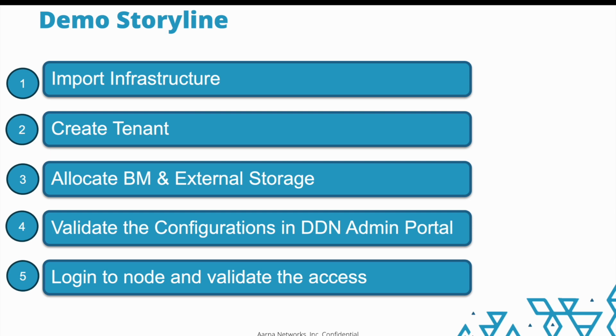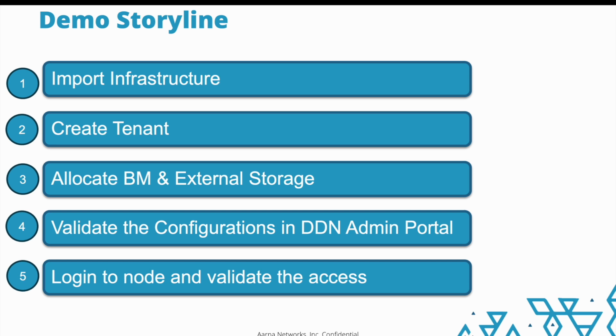So we'll start first with importing the infrastructure, which will be comprising of the bare metal and the DDN external storage. Once the infrastructure is imported, then as part of step 2, we'll create a tenant user, and the tenant user as part of step 3 will allocate the bare metal, and it will also allocate some external storage to itself. That external storage will be mounted to the bare metal that has been allocated by the tenant, and this all happens transparently at the backend. aarna.ml GPU CMS integrates with the DDN and makes this a zero touch experience really for the end customer.